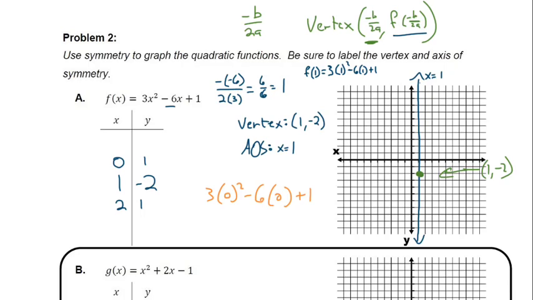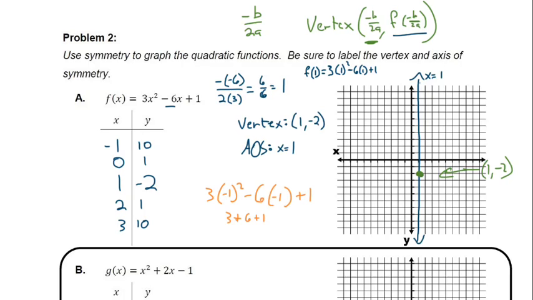Okay. Let's pick the next one, negative 1. Instead of 0, I'll put in a negative 1. Negative 1 squared is positive 1, so 1 times 3 is 3. Negative 1 times negative 6 is positive 6, plus 1. So 6, 7, 8, 9, 10. Well, that puts us all the way at the border already. So 3 plus 6 plus 1 is going to be 10. So that's all that fits.